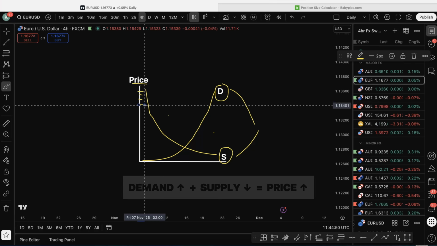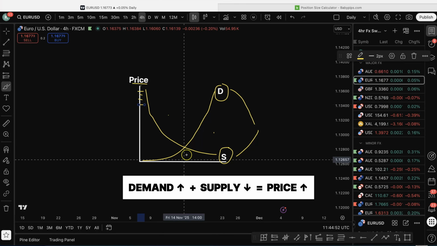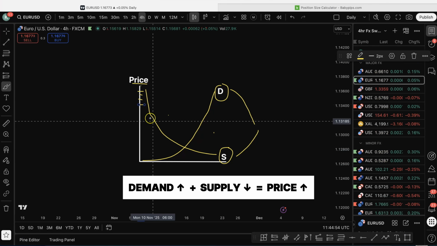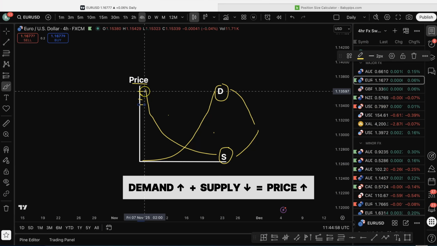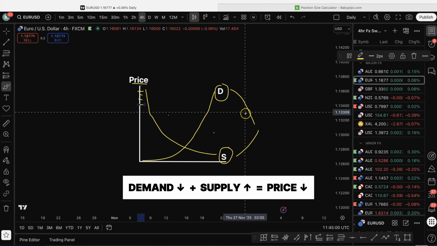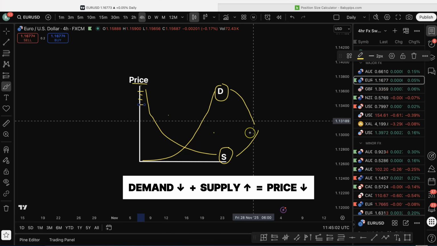So to summarize, when demand increases, more people buy. Supply decreases, scarcity rises, and price increases. When demand decreases, more people sell. Supply increases, scarcity falls, and price decreases. And of course, lower demand simply means fewer people want to buy the asset in the first place.